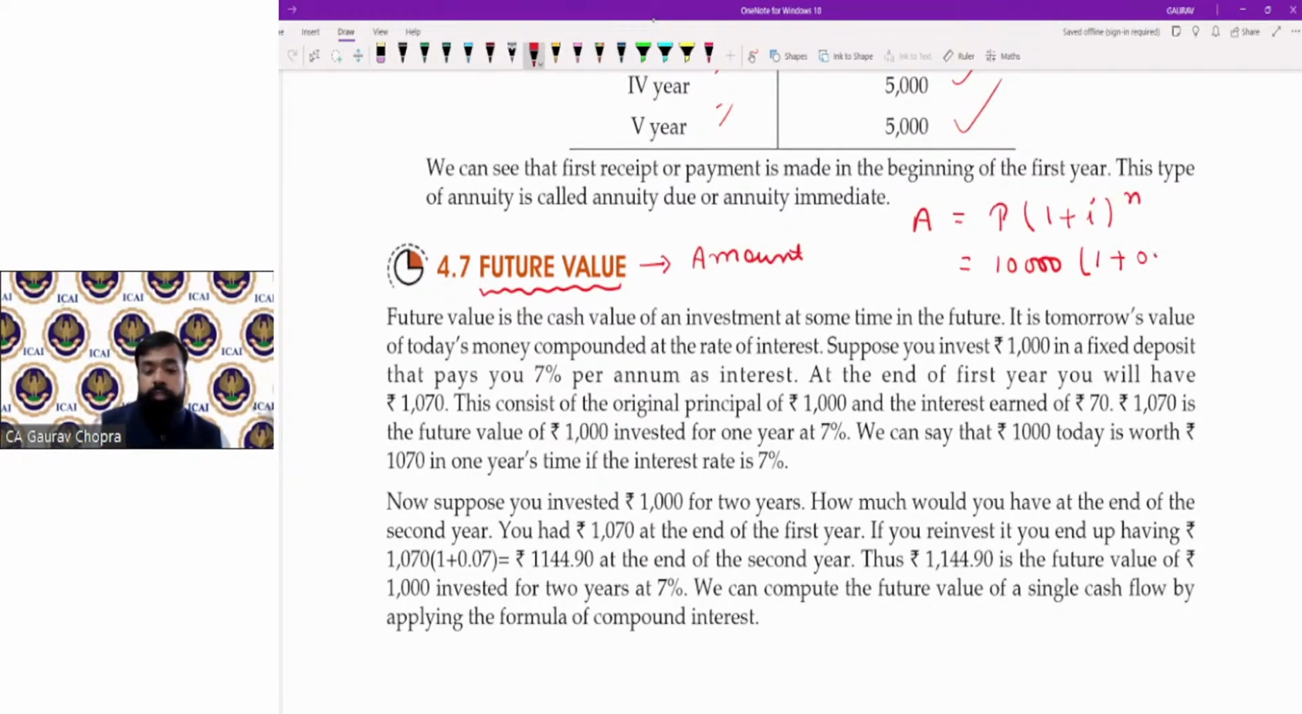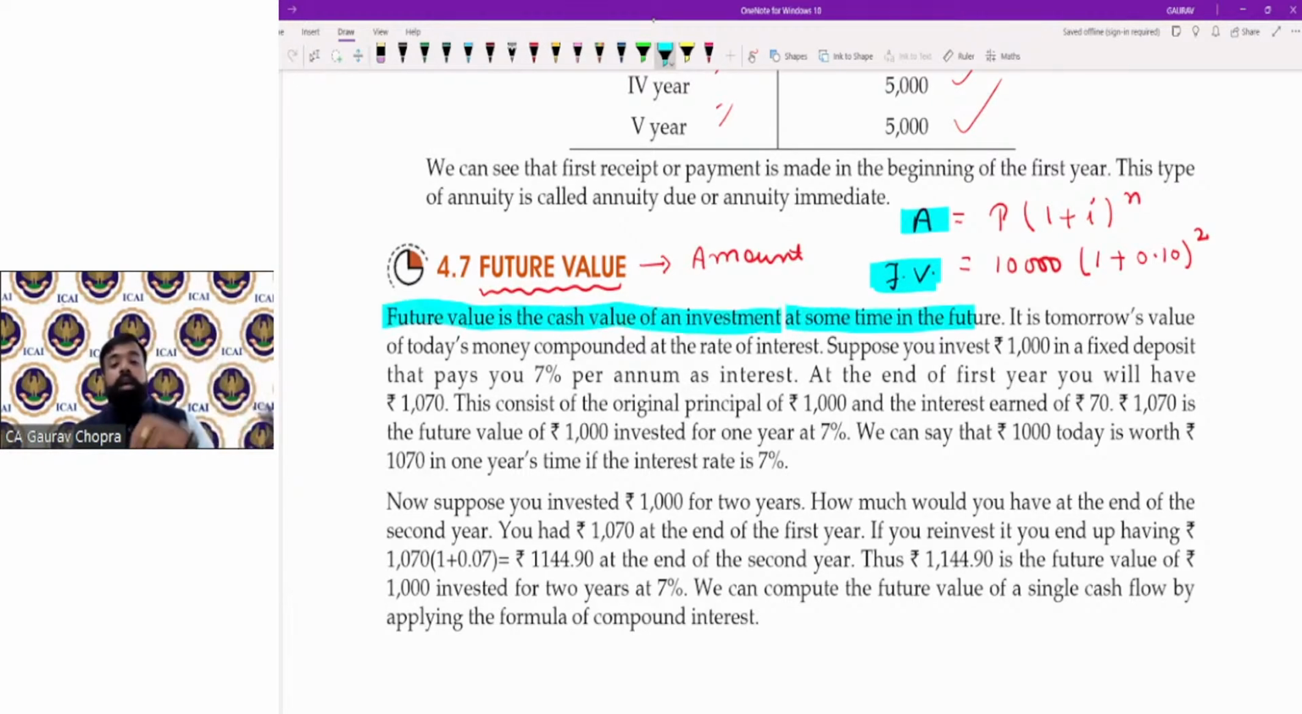ऑलराइट. So future value is the cash value of investment at some time in the future. जो आज इन्वेस्ट हुआ है उसकी फ्यूचर में क्या वर्थ है, क्या वैल्यू है, उसी को हम फ्यूचर वैल्यू बोलते हैं. सो इट इज द टुमारोज वैल्यू ऑफ टुडेज मनी. जो आज का पैसा हमने डिपॉजिट किया है उसकी वैल्यू कल की डेट में. अब वो कल 1 साल हो सकता है, 2 साल या 5 साल, कुछ भी हो सकता है. So that is regarded as the future value.